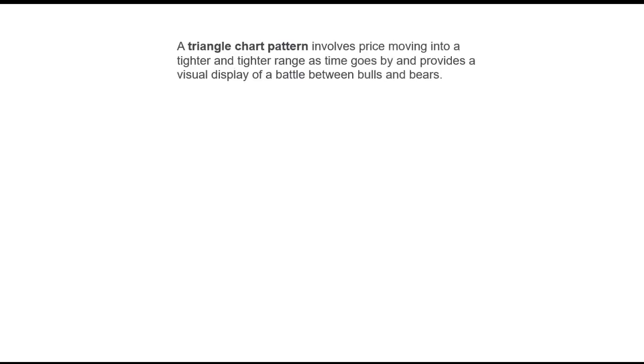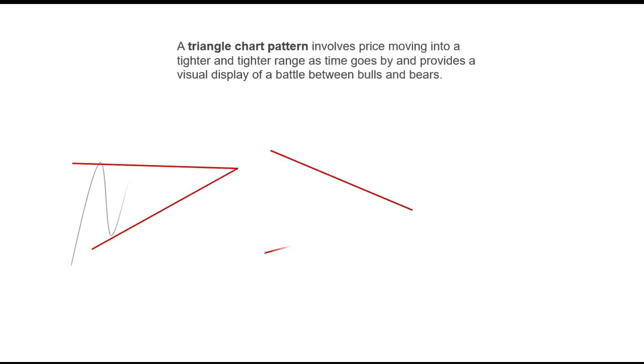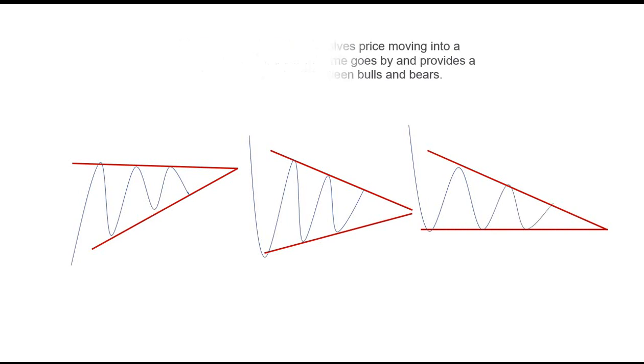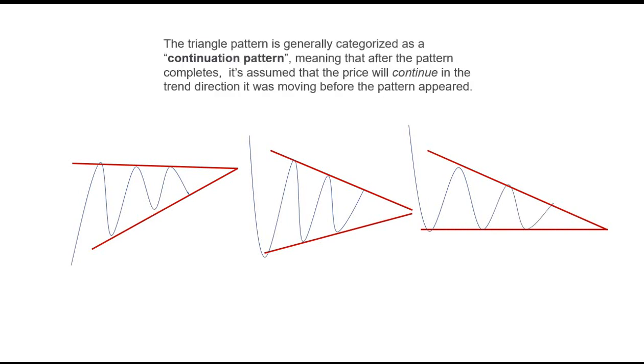A triangle chart pattern involves price moving into a tighter and tighter range as time goes by, and provides a visual display of a battle between bulls and bears. The triangle pattern is generally categorized as a continuation pattern, meaning that after the pattern completes, it's assumed that the price will continue in the trend direction it was moving before the pattern appeared.